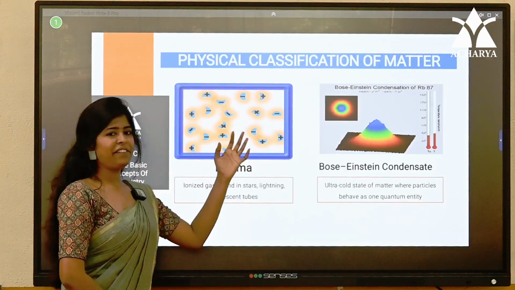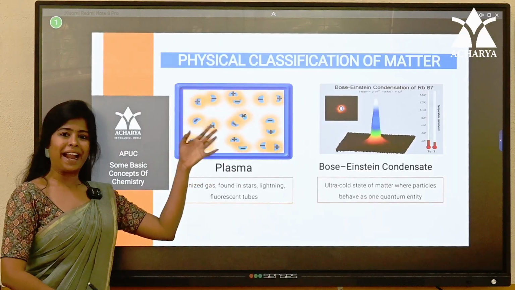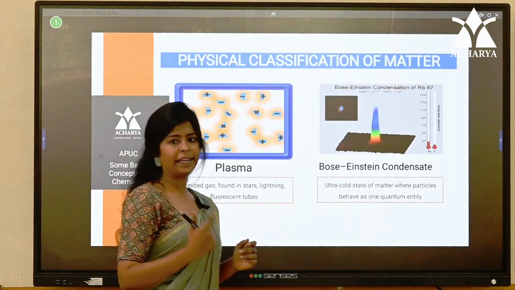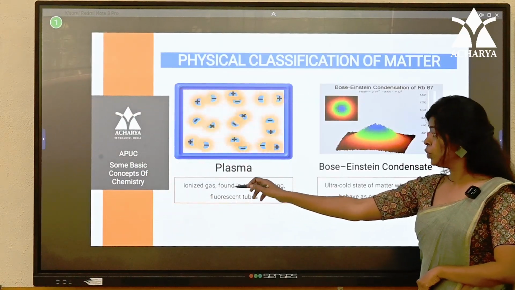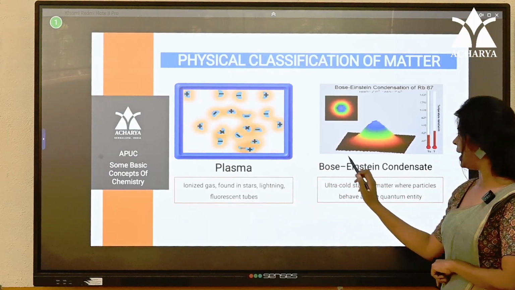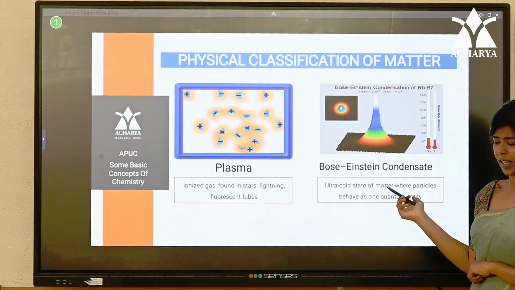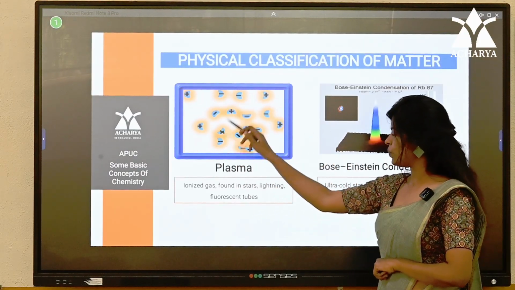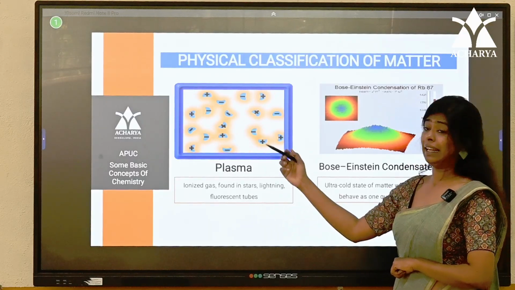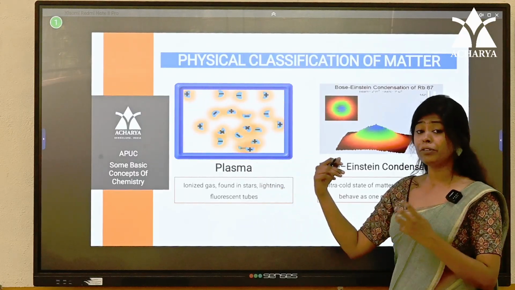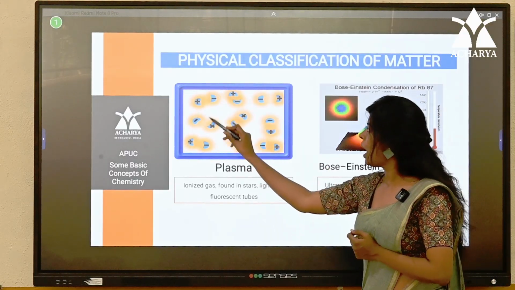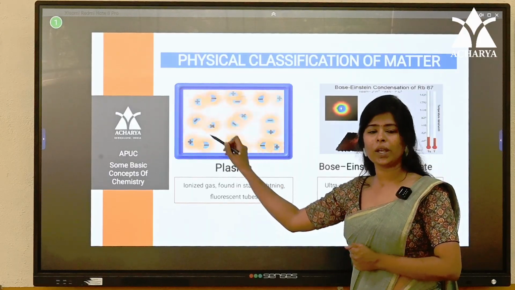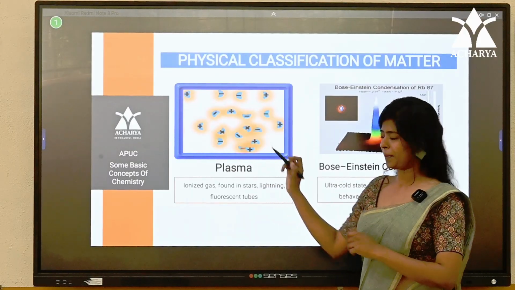In the previous slide, we have studied the classification of matter into three: solid, liquid, gases. Again, we have two more states, that is plasma and Bose-Einstein condensate state. So, plasma state, this we can see in stars, lightning and even in fluorescent tubes. You can see how the ions are moving in plasma state.